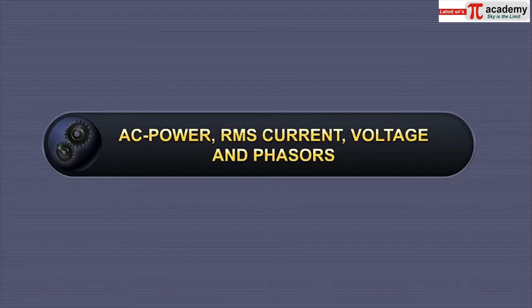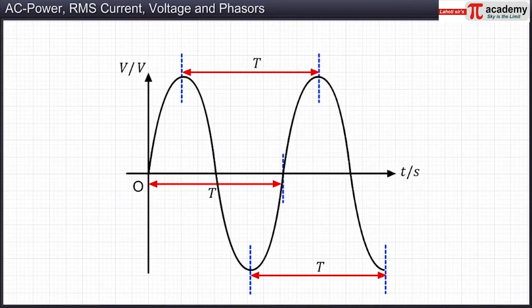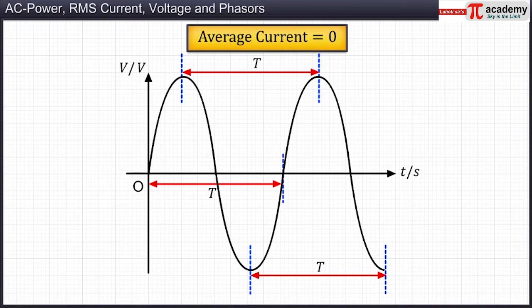In this module, you will learn about the properties of alternating current such as AC power, RMS current and RMS voltage, and phasors. As the AC current flow across a resistor varies with time in a sinusoidal fashion, its magnitude takes both positive and negative values. Here, all instantaneous current values over a cycle add up to 0. Therefore, the average current is 0.